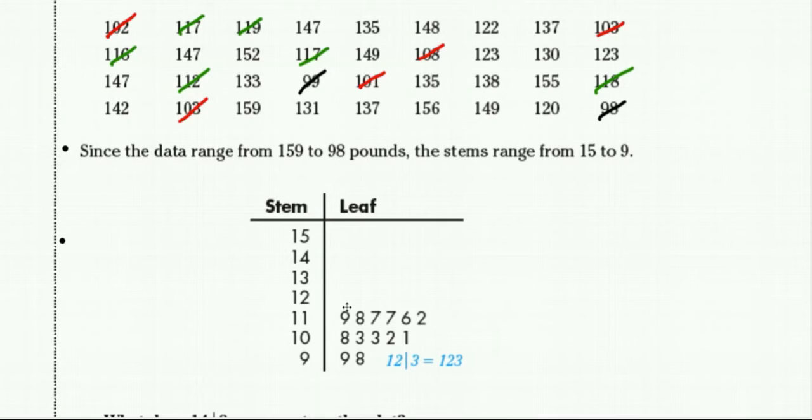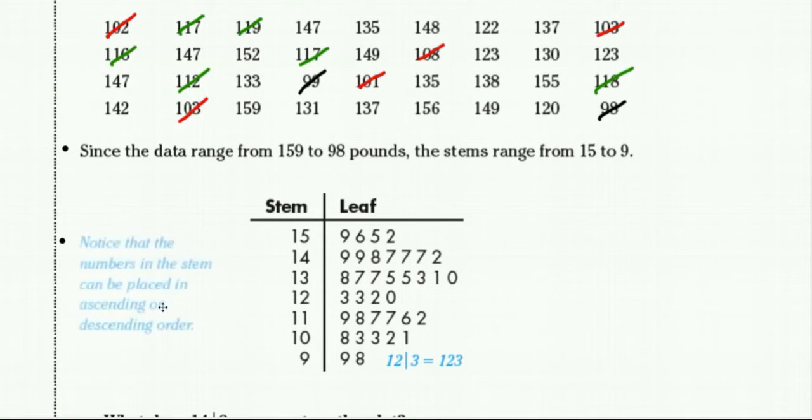Then continue doing that again for stem 12, stem 13, stem 14, and stem 15. And don't forget to write your key at the very bottom. Now that you've created your stem and leaf plot, we need to put that in order.